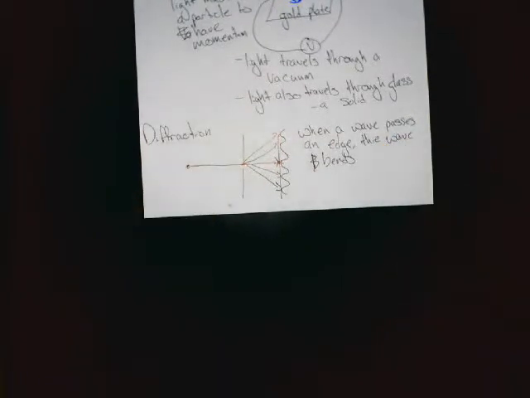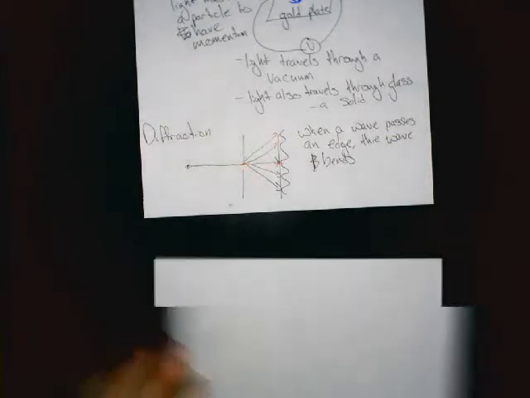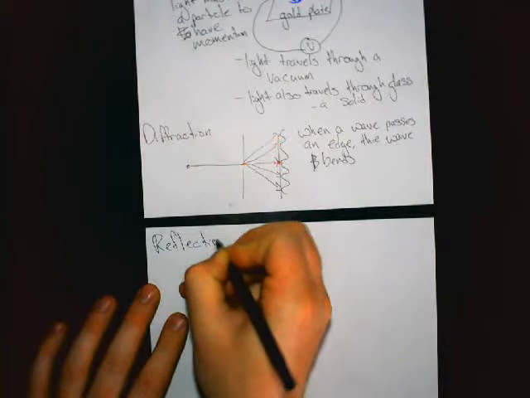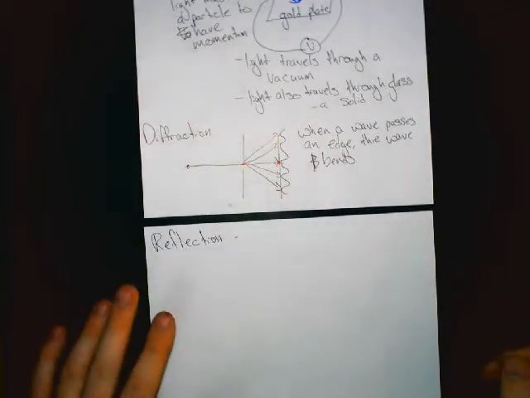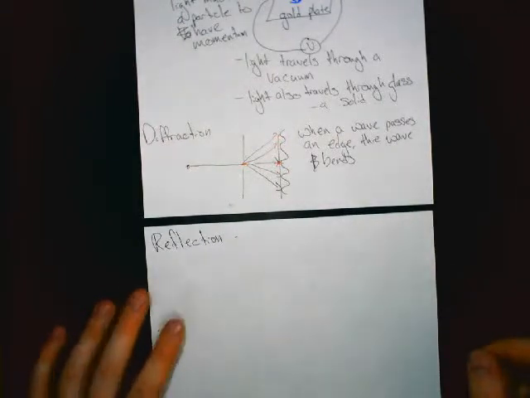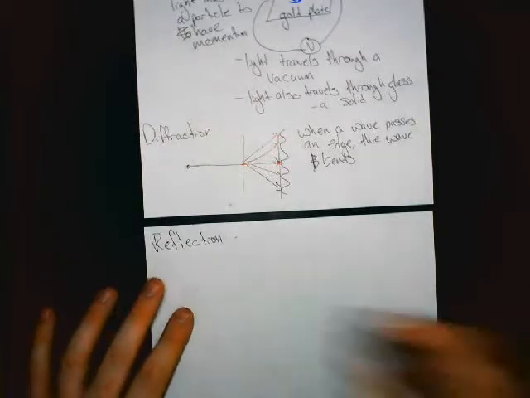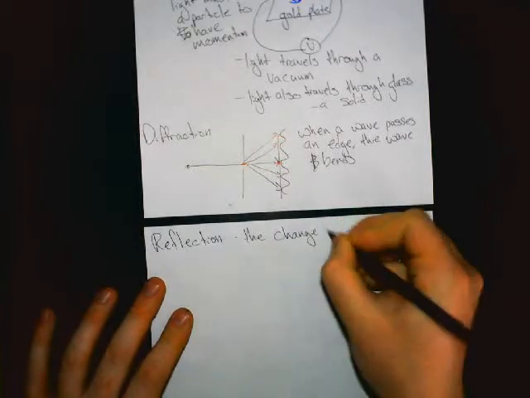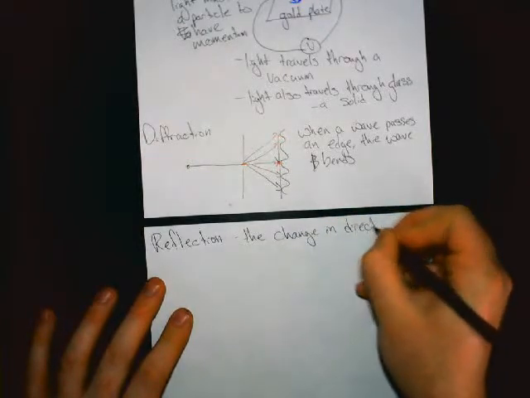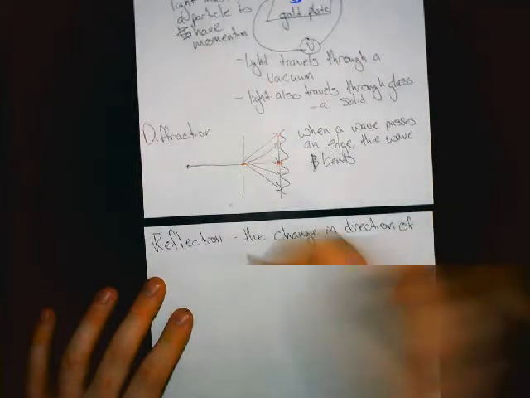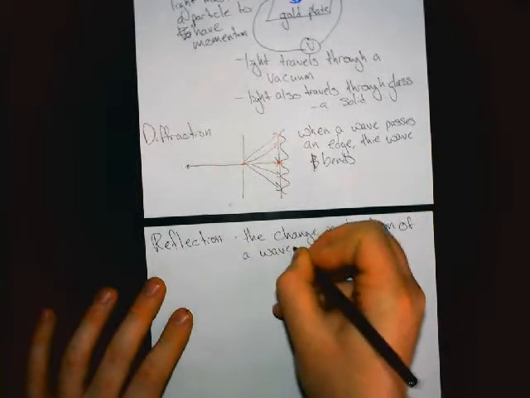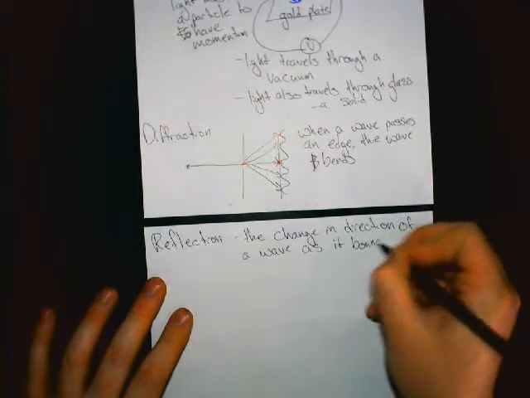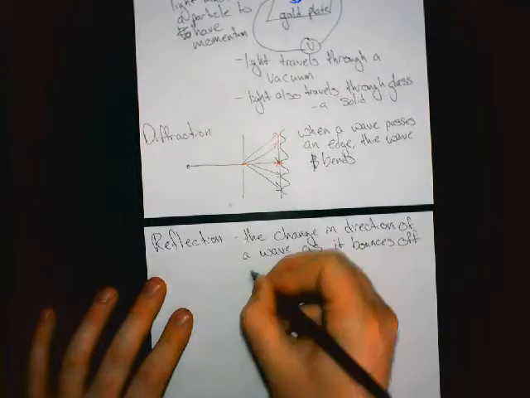Okay. Next one on our list: reflection. Reflection is the changing of direction of a wave because it reached a boundary. The change in direction of a wave as it bounces off a boundary.